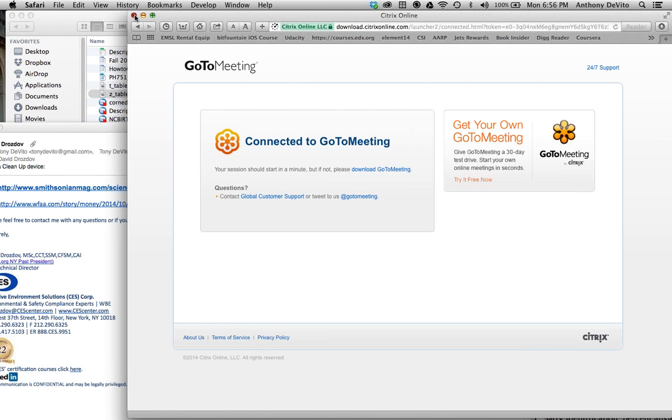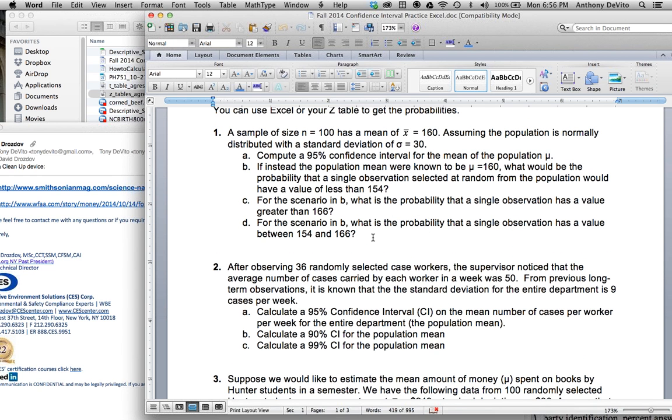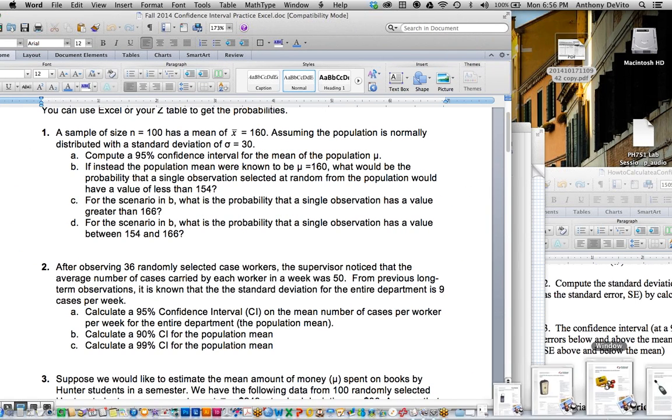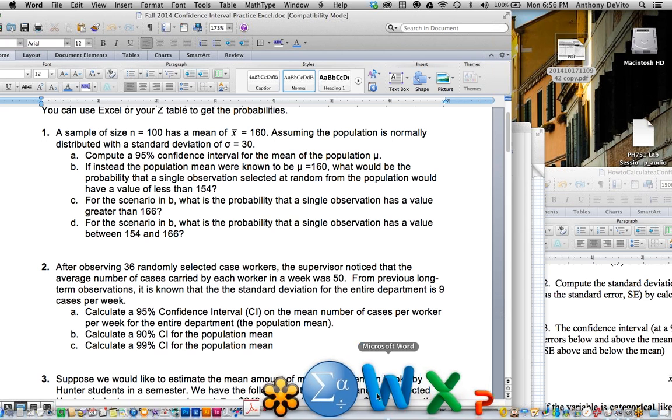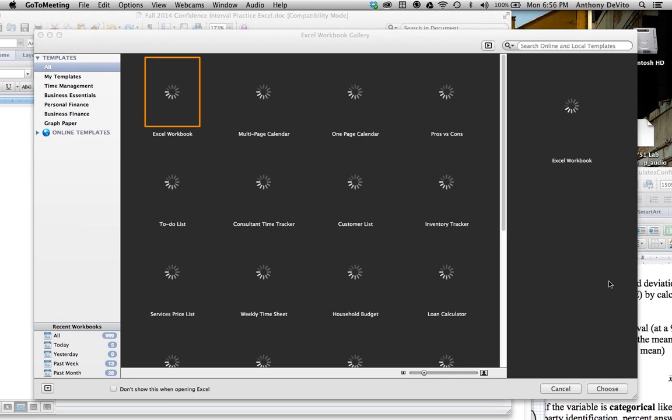Let's get rid of this thing. Don't need that. A confidence interval practice excel.doc. It's actually a Word document, but I have Excel in there because it's easy. If you use Excel or a calculator, it's going to help you out a bit. So I'm going to open up Excel because that's my calculator here.